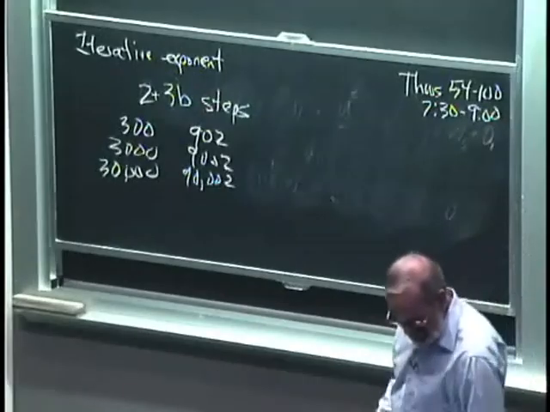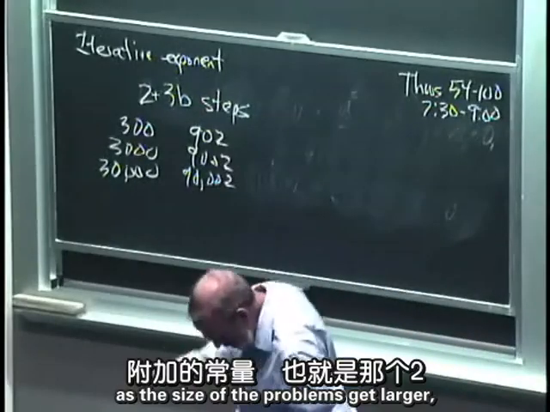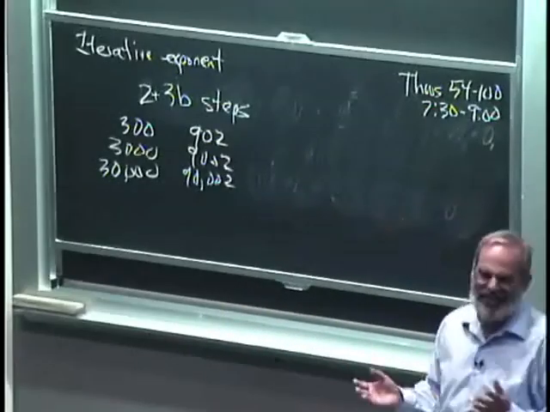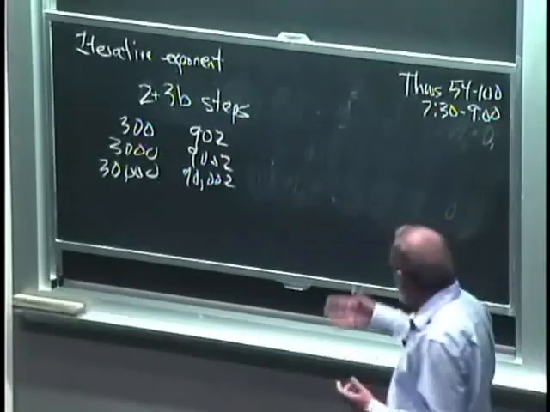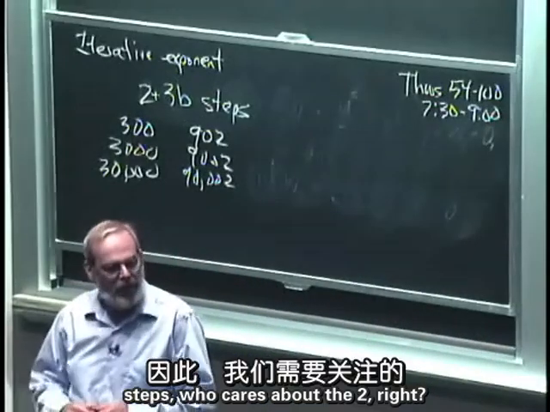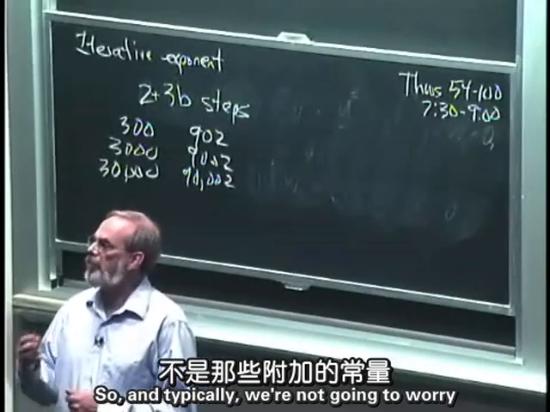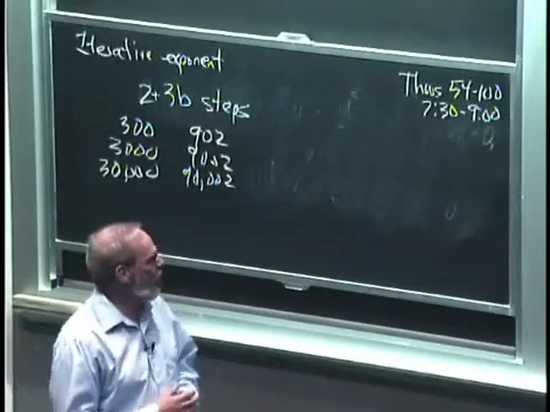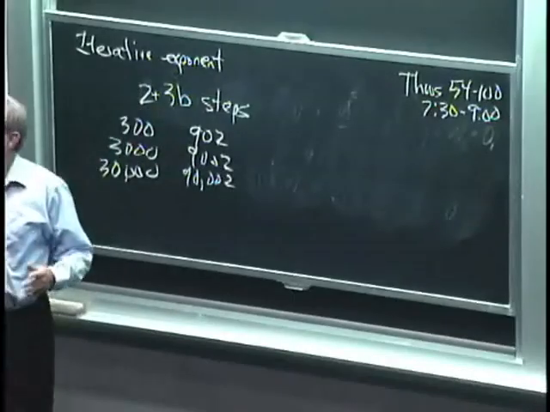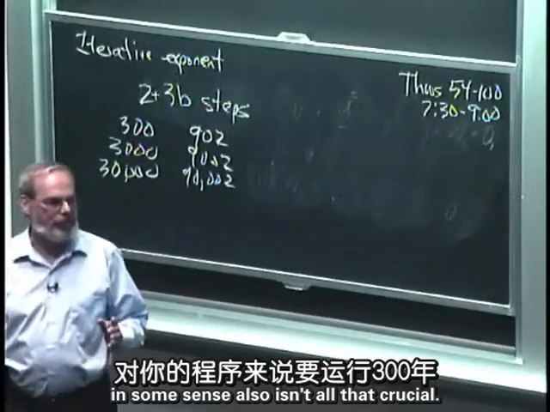But the second thing you can see is, as the size of the problems get larger, that additive constant, that 2, really doesn't matter. Right? The difference between 90,000 steps and 90,002 steps, who cares about the 2, right? So typically, we're not going to worry about those additive constants. The second one is, this multiplicative constant here, this 3, in some sense also isn't all that crucial.